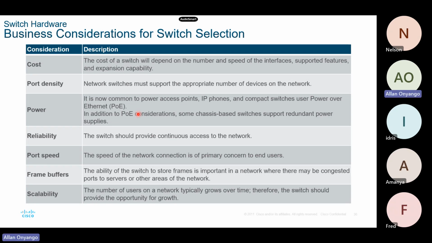Of course, the higher the port speeds, the more expensive the switches will cost. Switches also come with what's called a buffer memory, which is a temporary storage for frames as they are being processed by the switch before they can be sent out of the interfaces. And so switches with larger buffer memories will cost more than switches with smaller buffer memories.